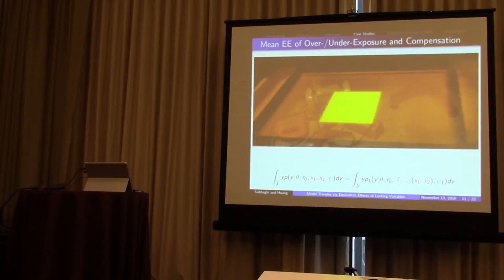So more formally, when you talk about the expected deformation for a particular point under a setting of compensation x1 and some exposure setting x2, that could be equivalently viewed as the expected deformation in this hypothetical base setting where there is no over or under exposure, but the compensation changes to this equivalent amount that captures that over or under exposure in the setting that you're currently working with. So this is referred to as mean effect equivalence of over or under exposure in terms of compensation.